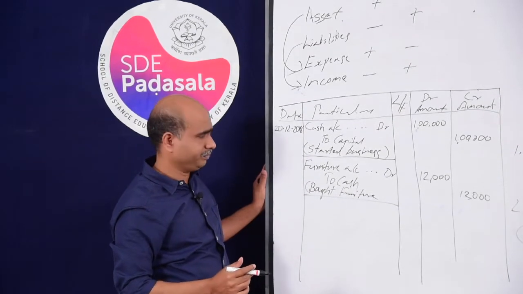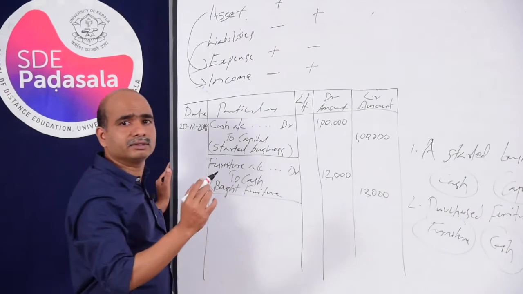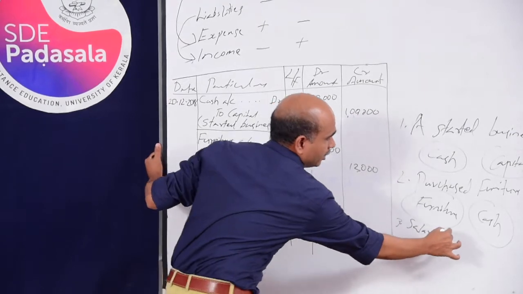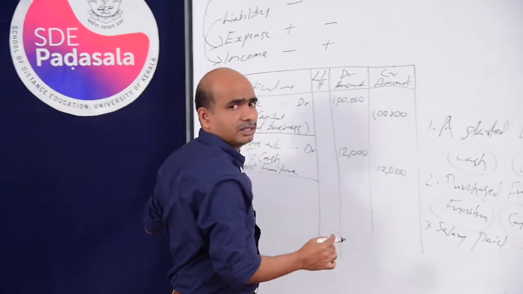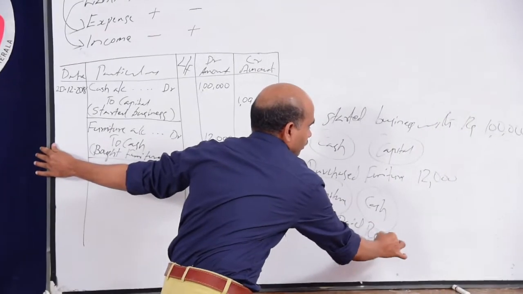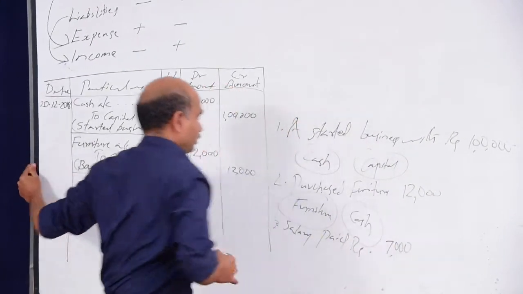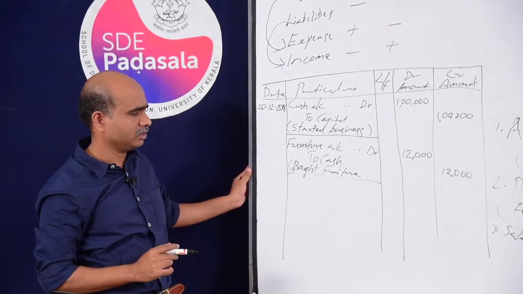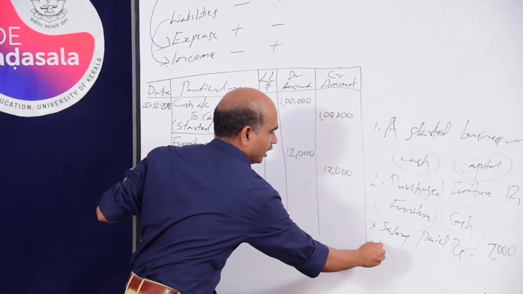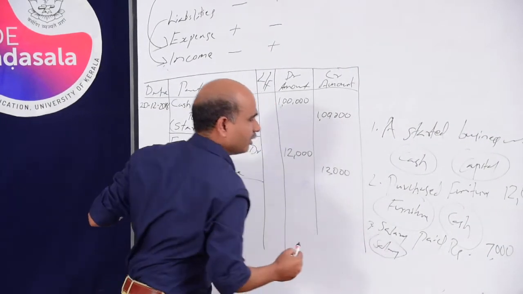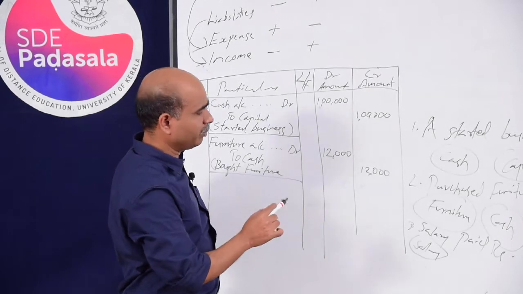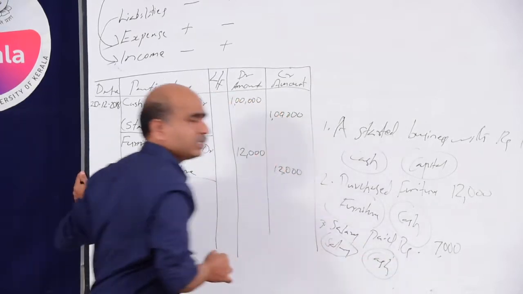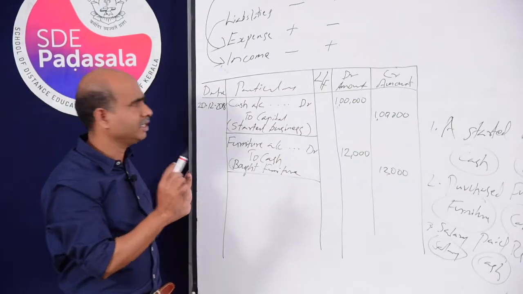The third one is salary paid, rupees 7,000. Salary paid rupees 7,000. So what are the two items? One is salary. Salary is paid as cash, so the second item is cash. One is salary and the other one is cash.